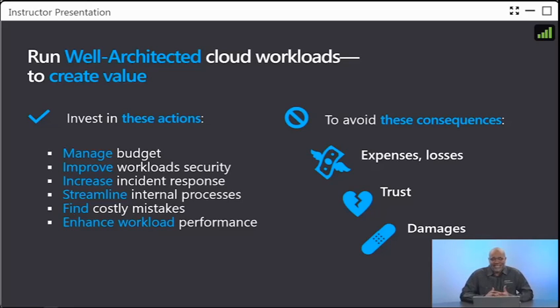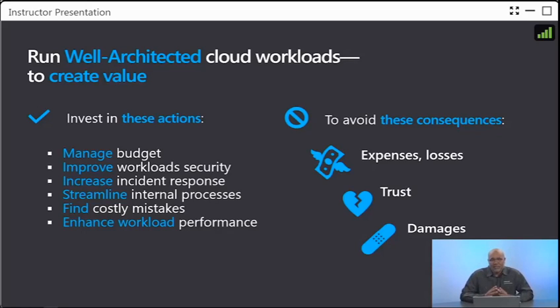What you want to do is you want to invest in these kinds of actions, right? You want to manage your budget. You want to improve your workload security. You want to increase incident response. You want to streamline internal processes. We'll talk about some of the ways you can automate and streamline internal processes. You want to find mistakes where you have cost overruns, or you want to find the areas in which you provision resources that are costing you more money than you need to spend. And you want to make sure that your workloads are performing optimally. You want to enhance workload performance. Why? To avoid these consequences, expenses, and losses, to maintain trust, and to limit damages.